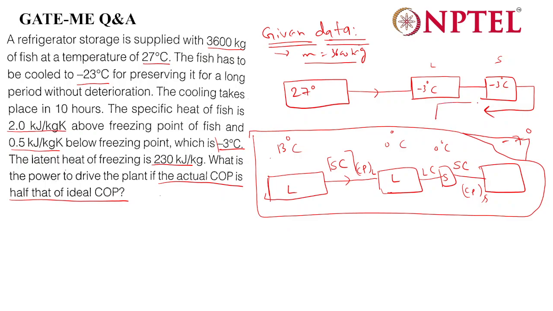Okay, so we have to go to minus 23. Here what is the value of Cp? 2 kilojoule per kg Kelvin, right? What is the latent heat here? 230 kilojoule per kg. And what is the Cp here for the heating after freezing? 0.5 kilojoule per kg Kelvin. So now we simply need to find the heat required to extract, per kg. 2 into 15 means how much? 30, right?